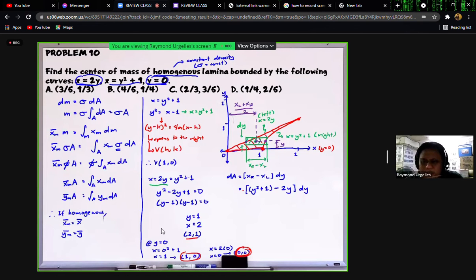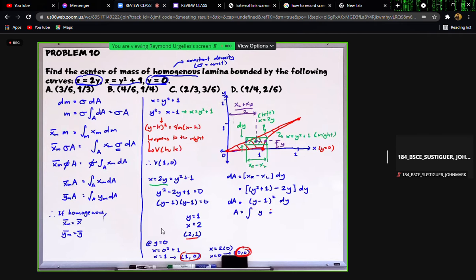So yan yung differential area natin. Actually, we can simplify this as y minus 1 squared. Pero kahit hindi nyo siya i-simplify, okay lang, kasi solve nyo rin lang naman to sa calculator. So to solve for the area, the area natin dito will become the integral.